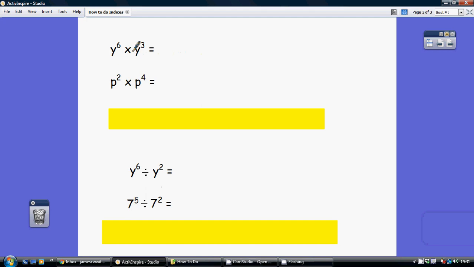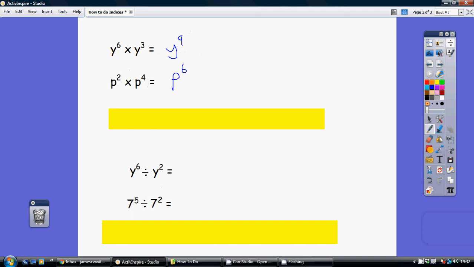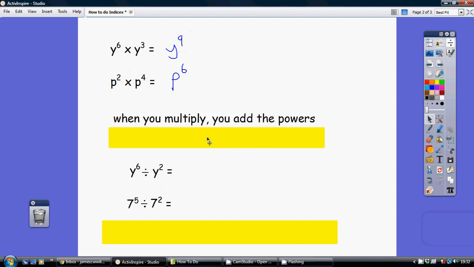So when you're multiplying, you add the powers. 6 and 3 is obviously 9, so that would be Y to the power of 9, and P squared times P to the power of 4, we're multiplying, so we add the powers. 2 add 4 equals 6. So it's as simple as that. That's giving the answers in index form. So the rule is when you multiply, you add the powers.